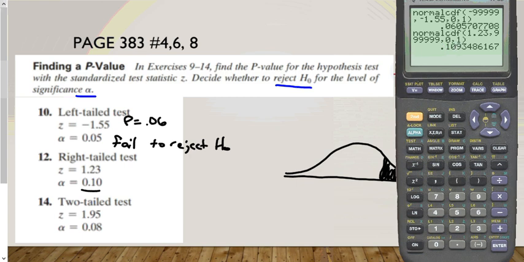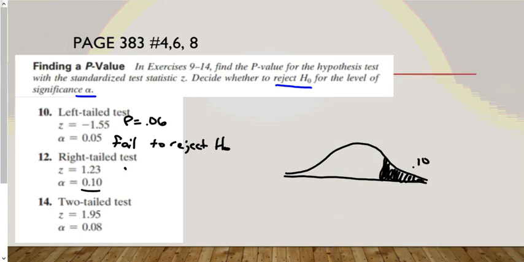0.109. Because our p-value was once again larger than our alpha, right? Our p was equal to 0.109 and our alpha was equal to 0.10. So because that was true, p is greater than alpha, which means that once again we are going to fail to reject the null. Okay, so once again we fail to reject the null.